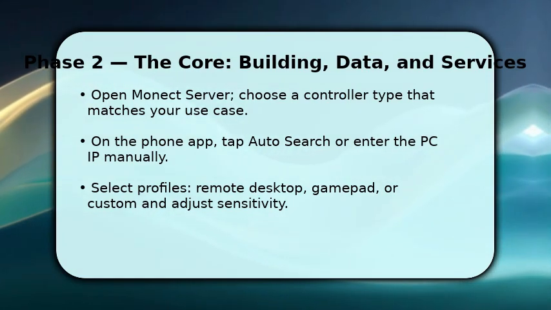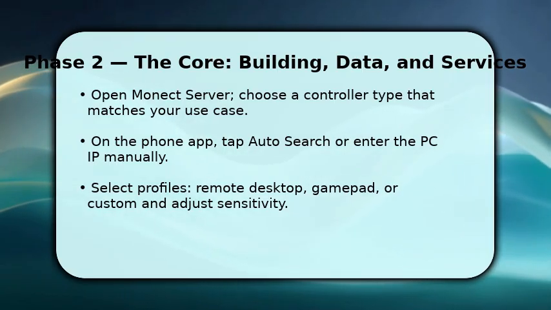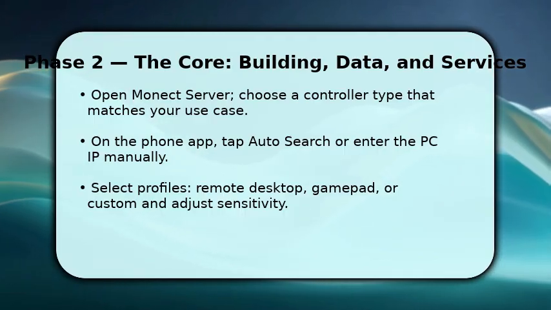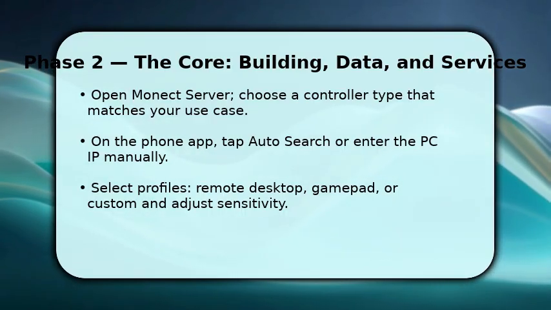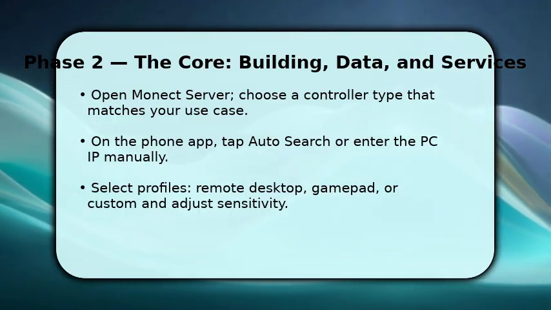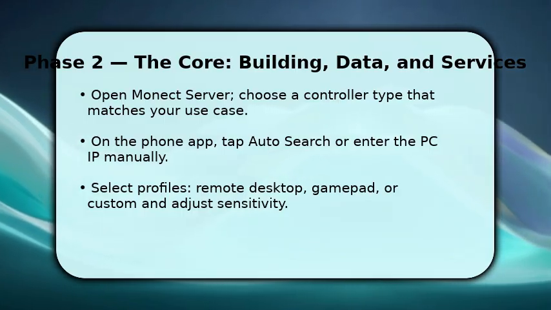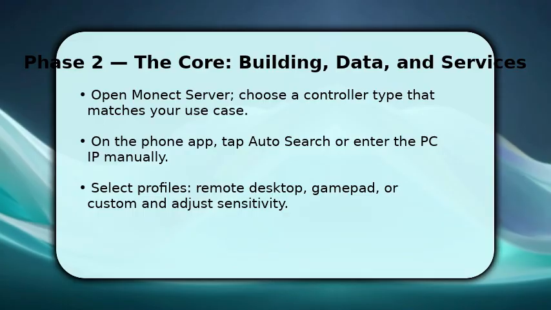On your phone app, use auto search to discover the PC. If it fails, enter the IP address manually. After pairing, load a profile that matches the task and fine-tune settings like sensitivity, dead zones, and key mapping. Make changes gradually, test each control, and use the profile save function so you don't repeat setup every time.